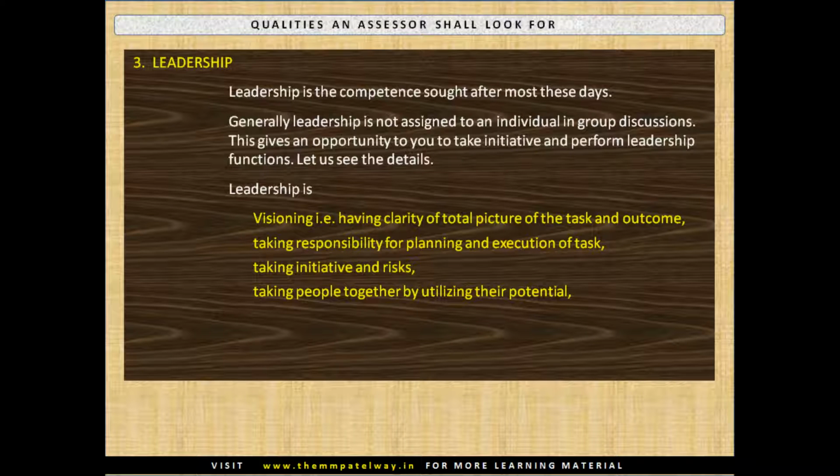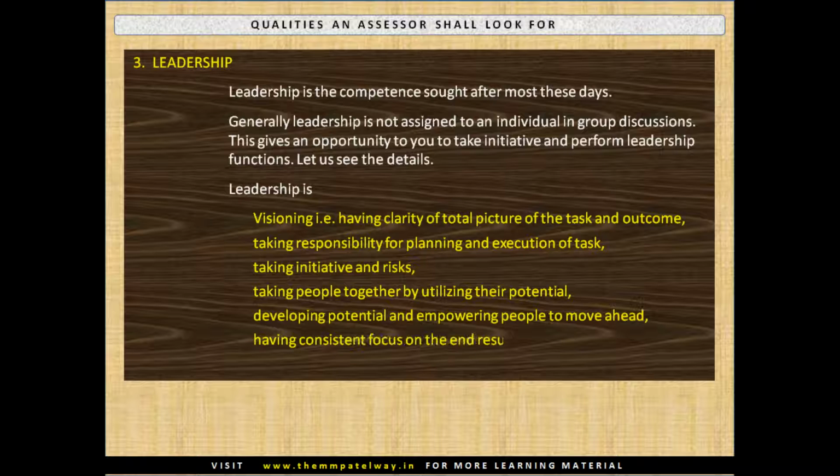What a leader does: he does two things. He manages the task, and at the same time he manages people. Now a leader will understand the potential of the people, and he will utilize their potential to the maximum. If you can do this in a group discussion session, nothing like it. Next, developing potential and empowering people to move ahead. Development of subordinates and people is the most important leadership function.